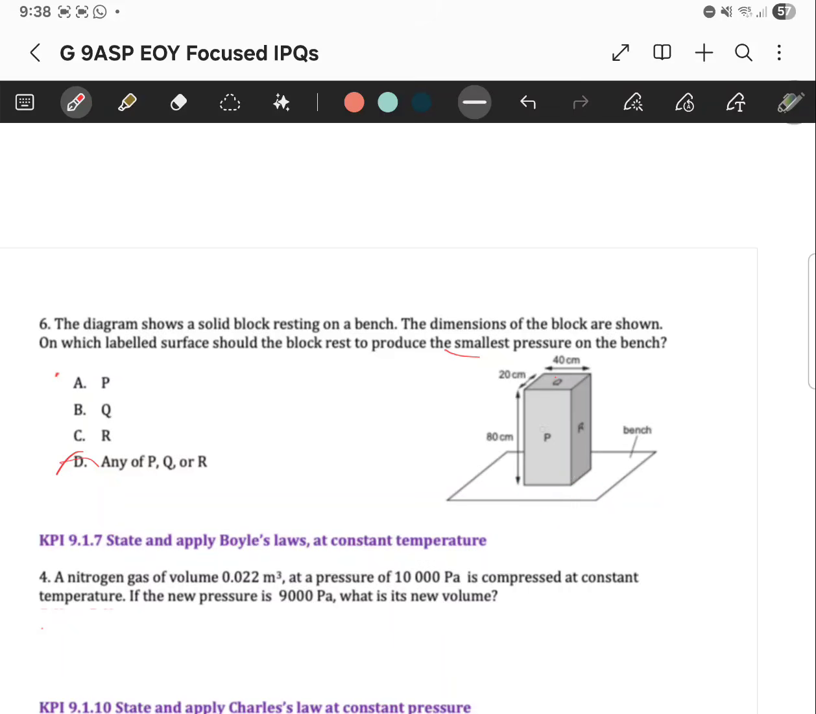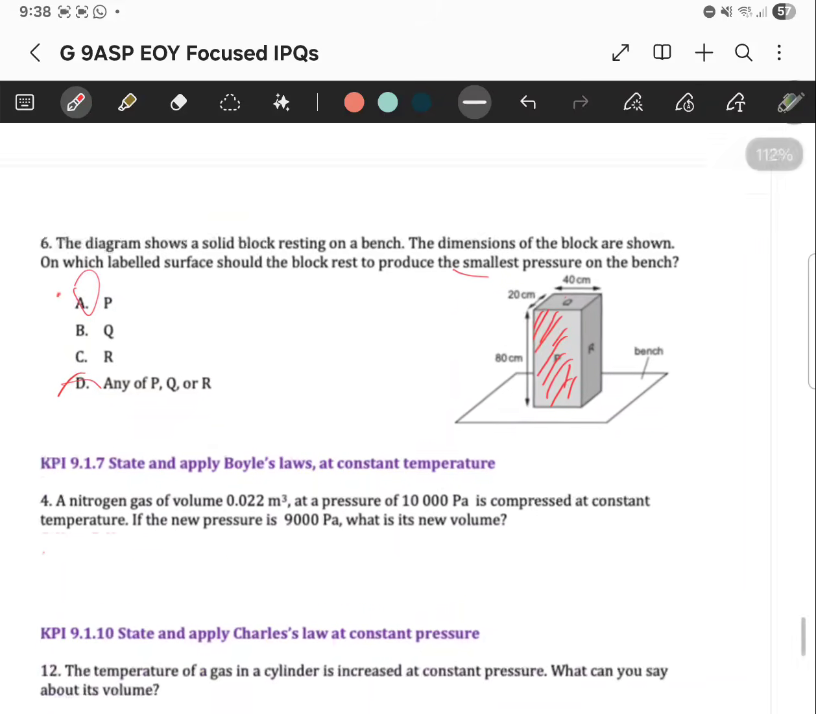So, if you know a bit of math, you can realize that the biggest area, without even calculating, has to be P. 80 by 40. It has to be P. Q will be the smallest area, biggest pressure. R is in between. So the best answer here is P.